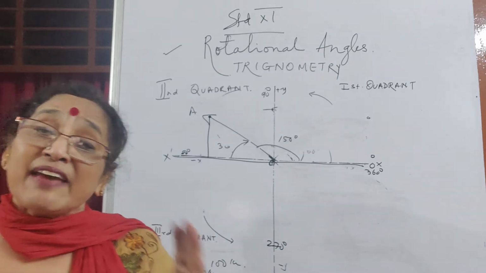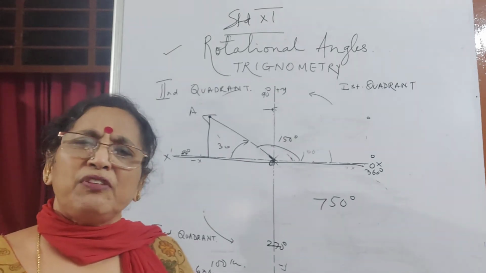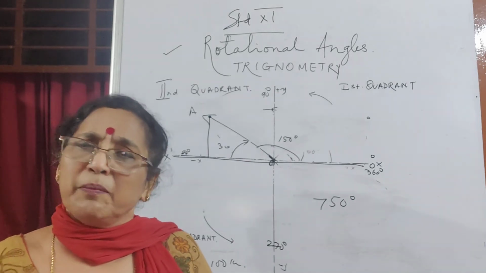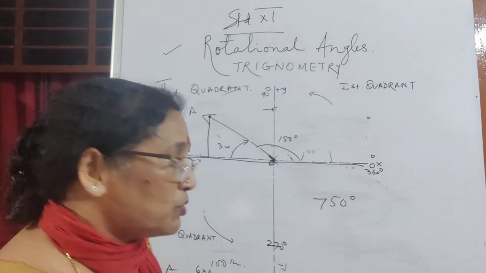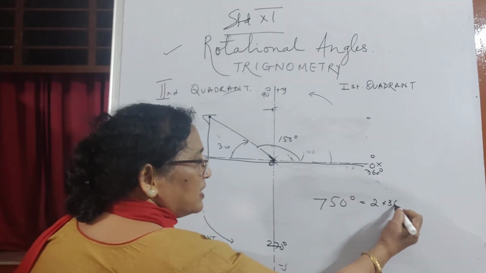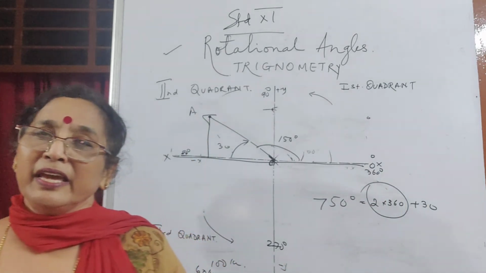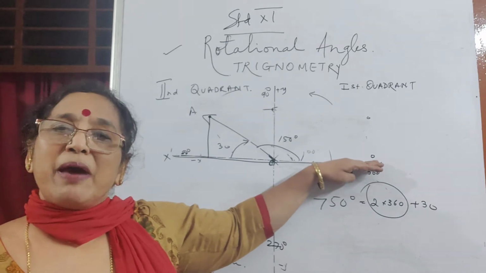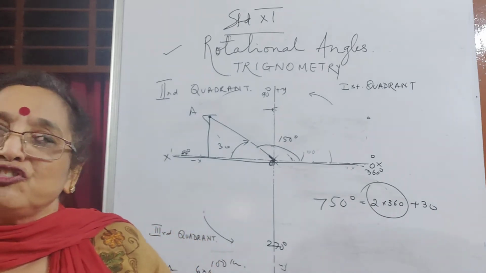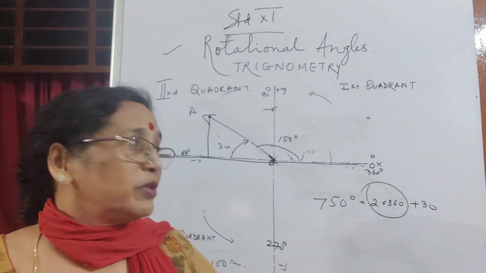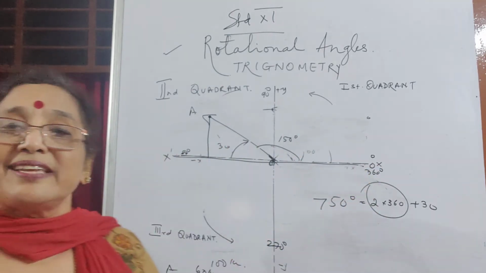Similarly, suppose I say 750 degrees. You take out the number of revolutions from here. When you divide by 360, mentally you should know, children. The whole number you get is 2, so this is twice 360 plus 30. The 720 is not considered, meaning when you make 2 rounds of 360, you come back to the starting line. So 750 degrees is the same as just moving 30 degrees from the line of reference, the horizontal line I am showing here, x dash.